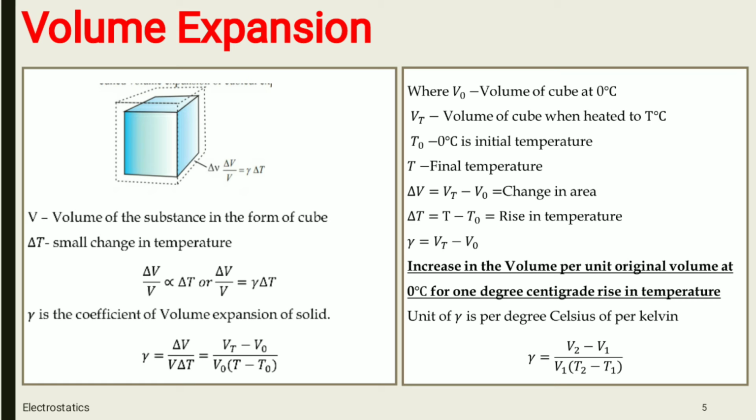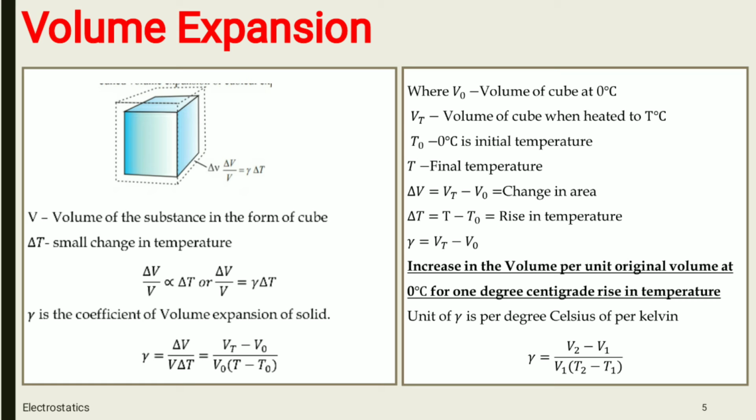So delta V divided by V, that is the fractional change in volume, is directly proportional to the change in temperature. That is, delta V by V is directly proportional to delta T, which gives delta V by V equal to gamma into delta T. Here the constant of proportionality is gamma, which is called the coefficient of volume expansion of a solid.